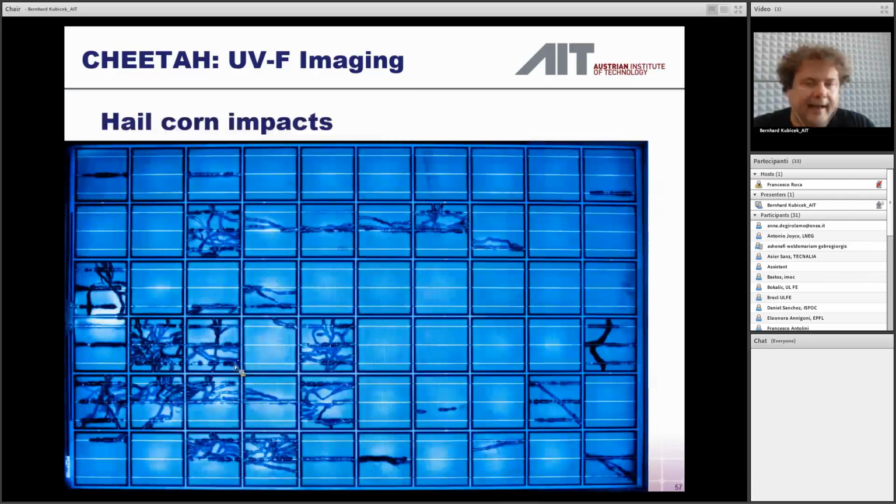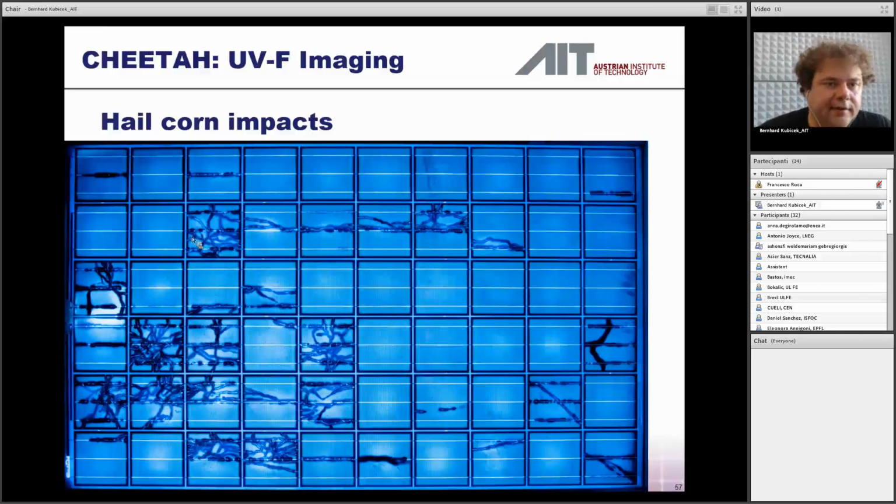You can also see hail impacts. This we've seen with mixed efficiency. Sometimes you see them very well, sometimes not. Probably it is linked to the size of the hail cones. Here clearly you see the typical crack patterns if you have this impact of a hail cone.